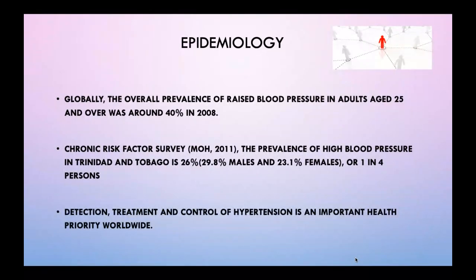Globally, the overall prevalence of raised blood pressure in adults aged 25 and over was around 40% in 2008. A chronic risk factors survey conducted in Trinidad and Tobago by the Ministry of Health in 2011 revealed a prevalence of high blood pressure of 26%, 29.8% in males and 23.1% in females, or 1 in 4 persons. Detection, treatment, and control of hypertension is an important health priority worldwide.